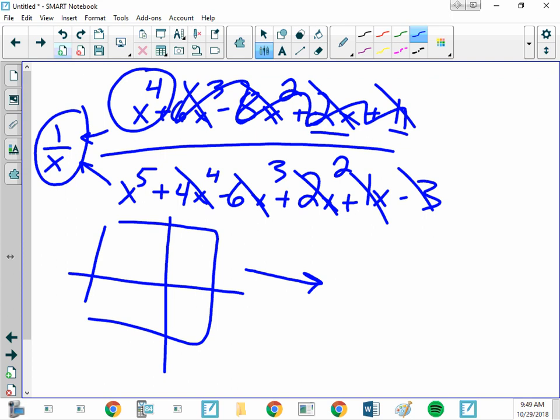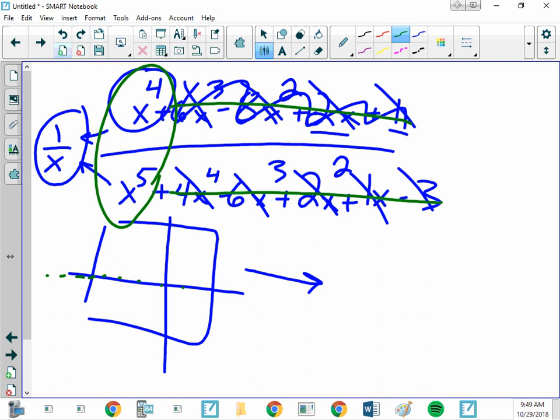The further I go to the right, the less and less these have an effect on the graph. And I'm basically simplifying down to that. And x to the fourth divided by x to the fifth is 1 over x. And 1 divided by an enormous x is essentially 0. So what that means is I have a dotted line at 0 that the graph never touches. So it could look something like this.